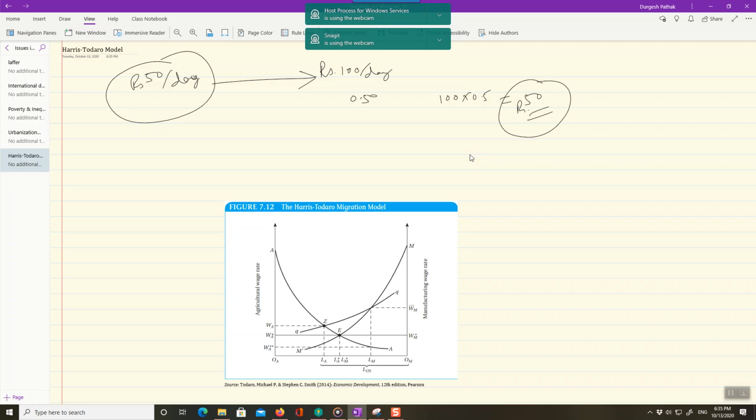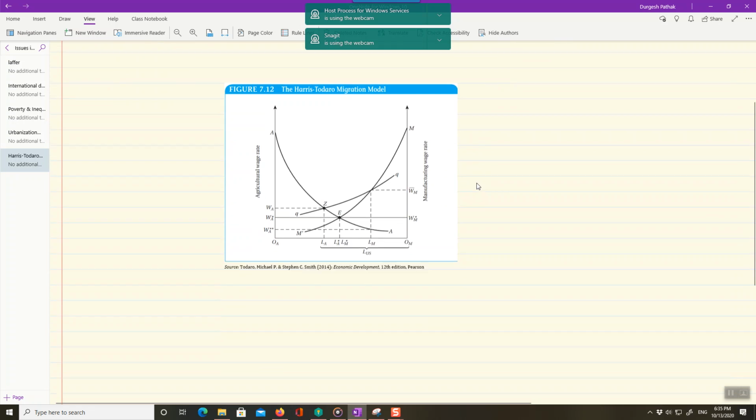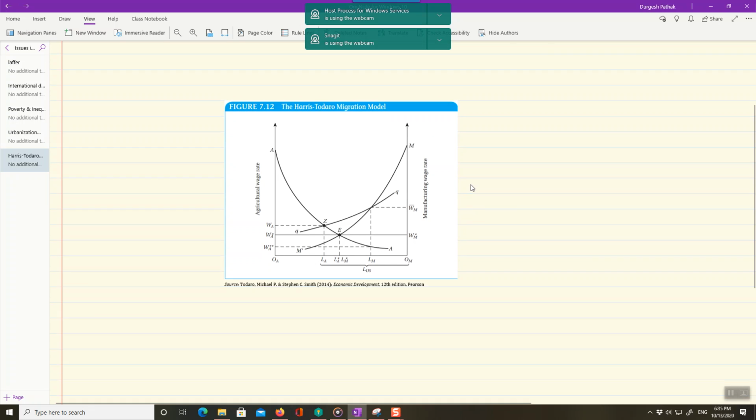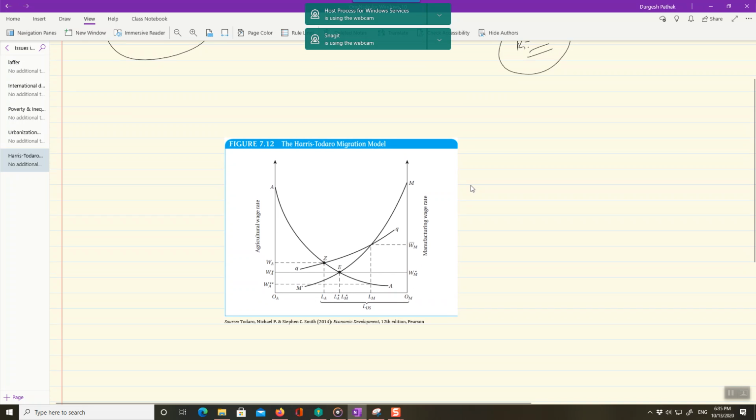Okay. So let's come back to the model. Here, the first basic assumption is this: individuals look at the expected income rather than the actual income while making migration decisions. So now look at this diagram.